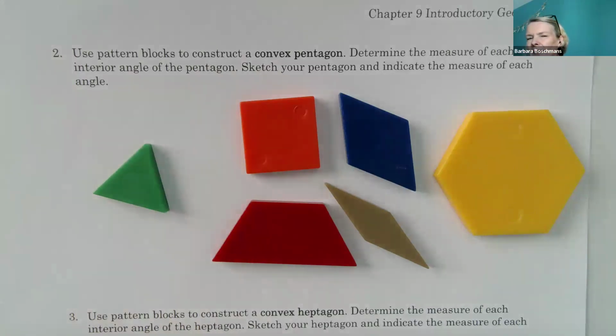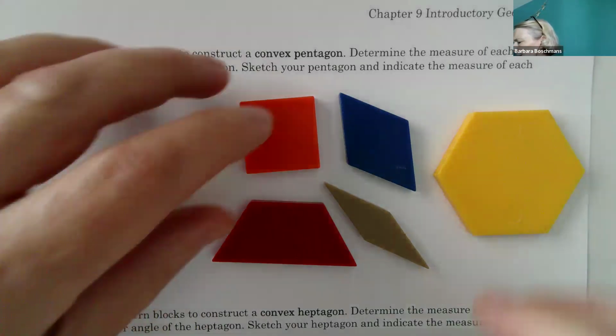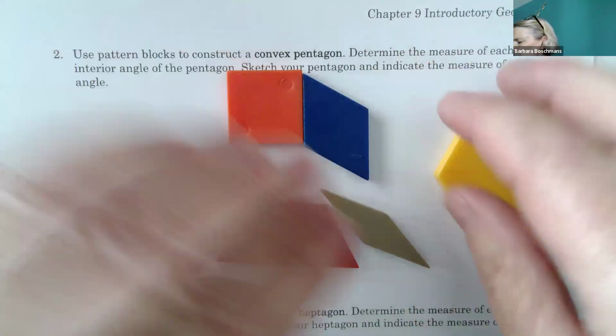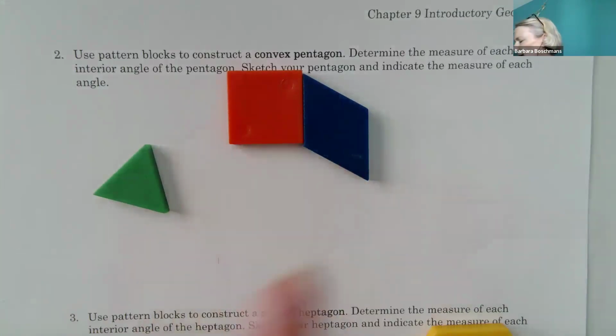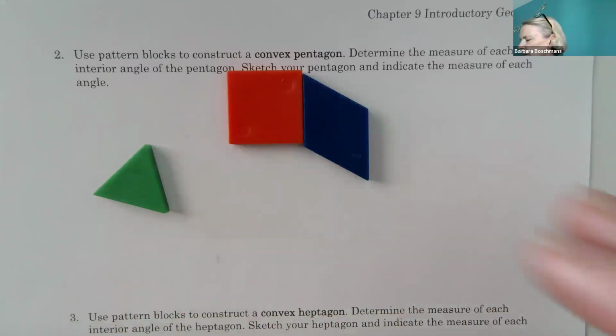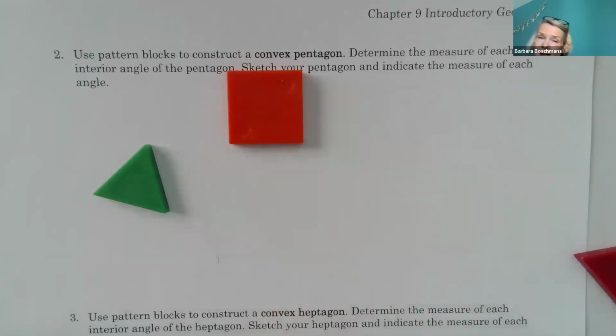So numbers 2 and 3 are asking us to make a shape with pattern blocks that is going to be a convex pentagon and a convex heptagon. So a heptagon is 7 sides. So concave, if you remember, is this shape would be concave because I can connect 2 dots on the outside and the line segment would go outside of my shape. A little house is what most people make for the pentagon.